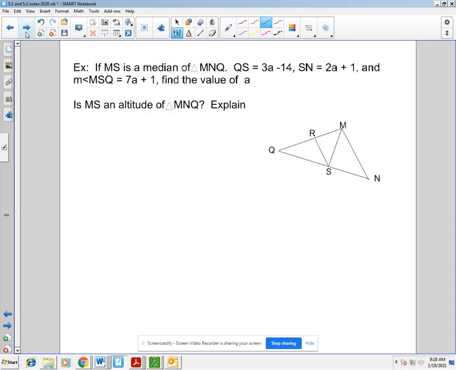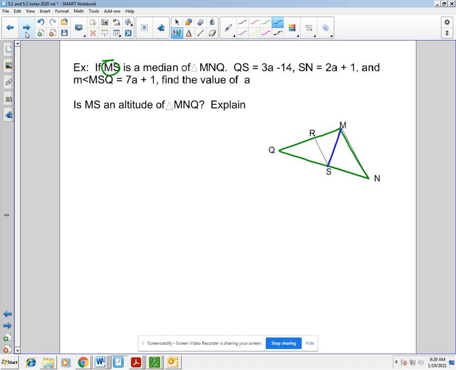Okay, so let's take a look at one problem. Example: MS is a median of triangle MNQ. So MNQ is this triangle in green. And we told you that MS is a median. So this is your median.